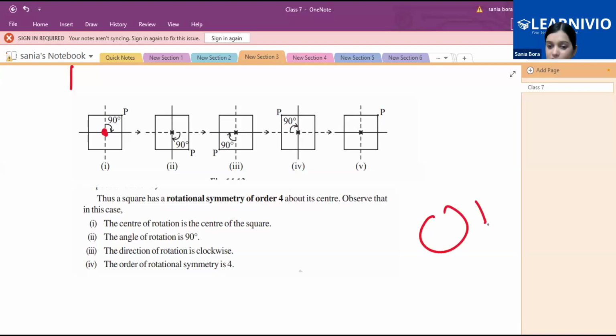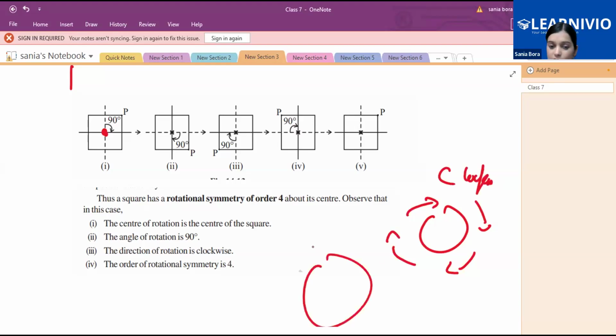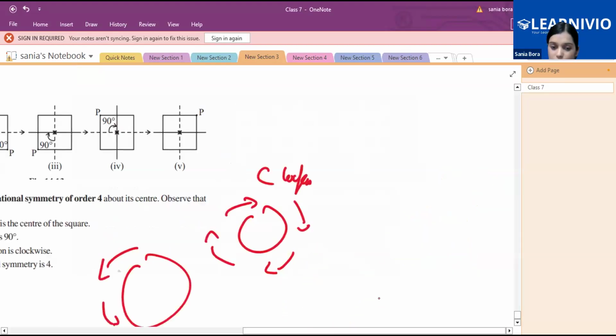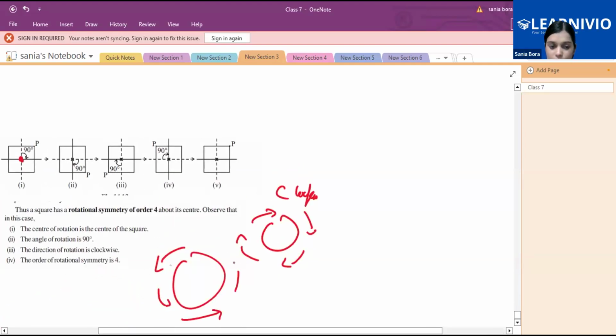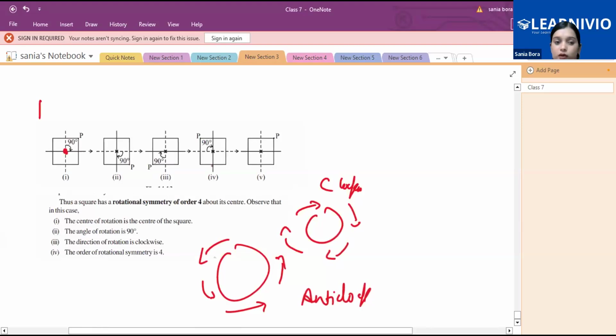So if you are moving like this, 1, 2, 3, 4, this is clockwise. If you are moving it like this, 1, 2, anti-clockwise. Clockwise just means in the direction of the hands of the clock. Okay, so we'll quickly draw this, or you can just simply write it down. And the order of rotational symmetry is 4. How many can you do? 1, 2, 3, and 4. Clear? Got it? Only 4 is possible, right?